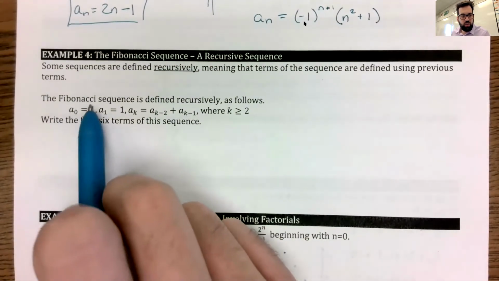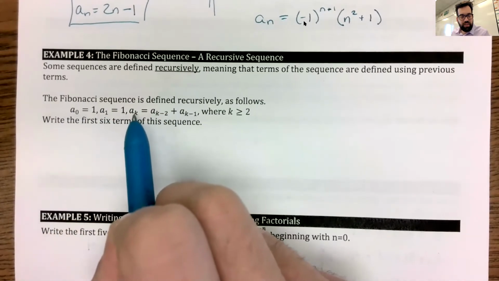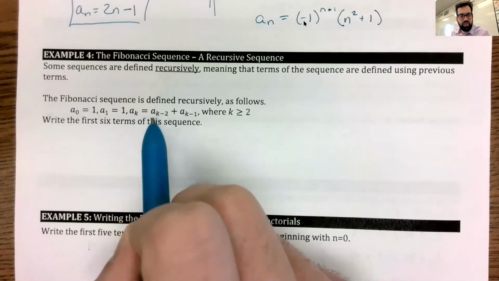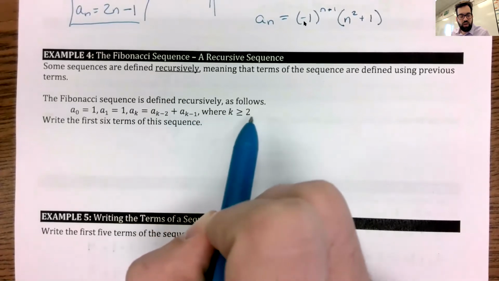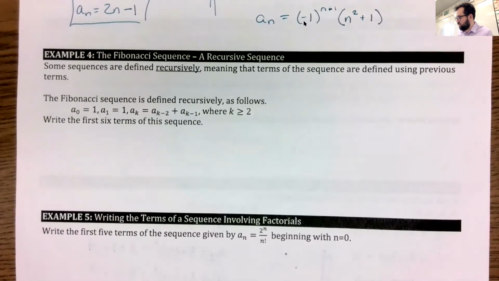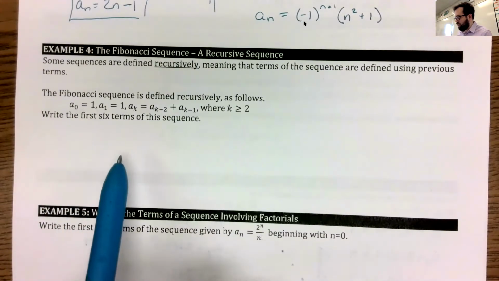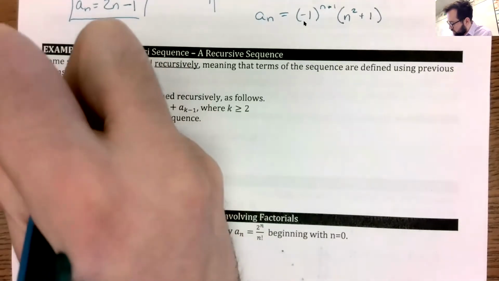The 0 term is 1, the 1 term is 1, and then we have this definition in terms of k. A sub k equals a sub k minus 2 plus a sub k minus 1, where k is greater than or equal to 2. Find the first 6 terms of this sequence. That's going to include the 0 term. So the first 6 terms are going to be n's going from 0 through 5. So I'm going to write that out first.